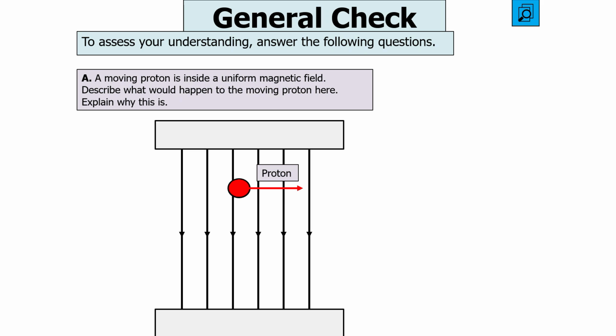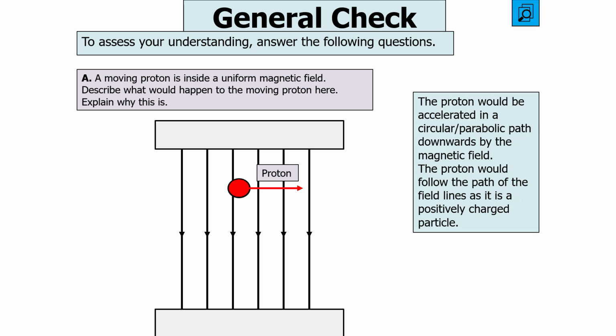A moving proton is inside a uniform magnetic field. Describe what would happen to the moving proton here. Explain why this is. The proton will be accelerated in a circular or parabolic path downwards by the magnetic field. The proton would follow the path of the field lines as it is a positively charged particle.